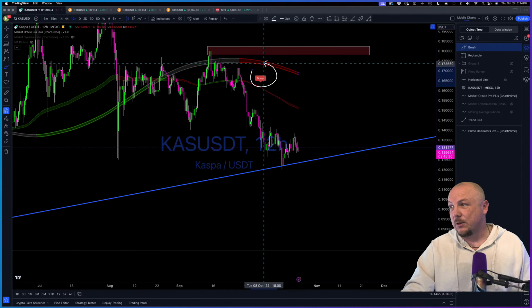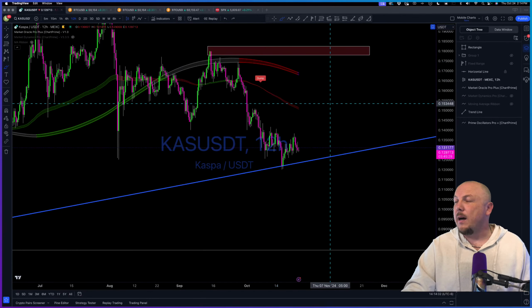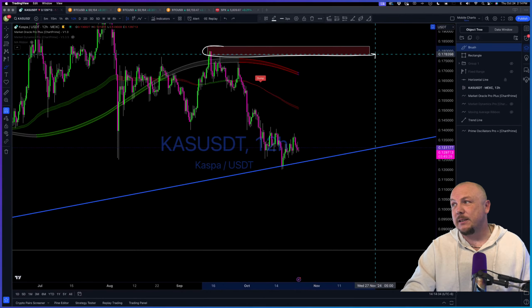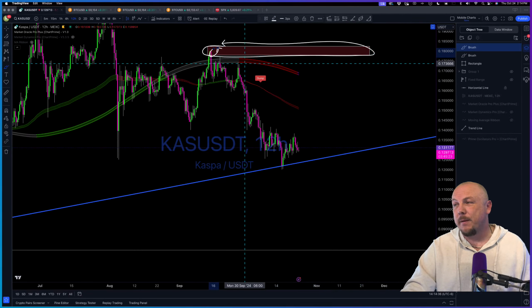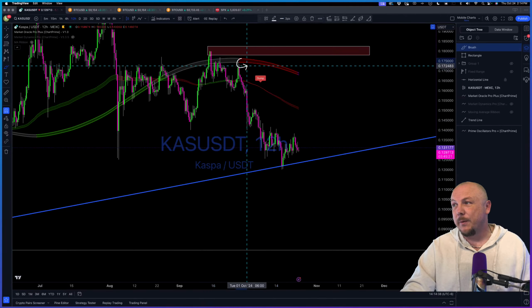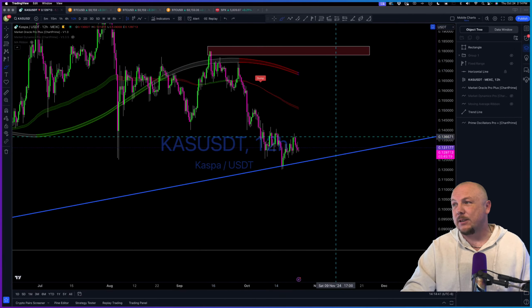So based on these indicators, you can see my resistance box that I had up there, and once we pinged that, that was it. We got a nice retest on the quantum reactor, and down she goes.